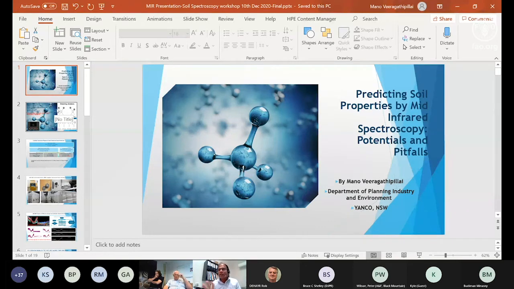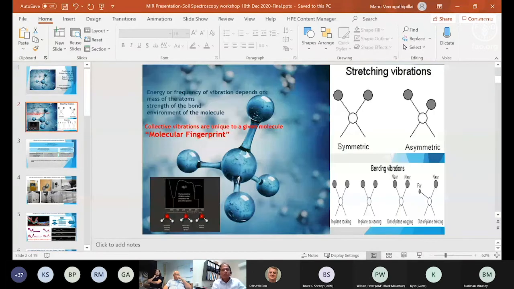I'll go through quickly because the title is quite big: predicting soil properties by mid-infrared spectroscopy. Initially Rob asked me to present this one for 15 minutes, so I tried to minimize as much as possible. As previous speakers mentioned, MIR is basically molecular vibration, so we need the molecular fingerprint to get accurate results. As Budi mentioned, EC was not working because some of the elements are not IR sensitive. It needs to be IR sensitive or it has to be a proxy. That's one of the reasons some of the predictions fail.